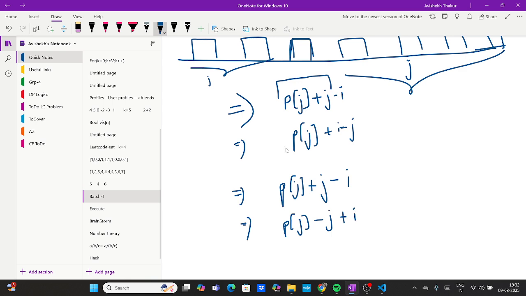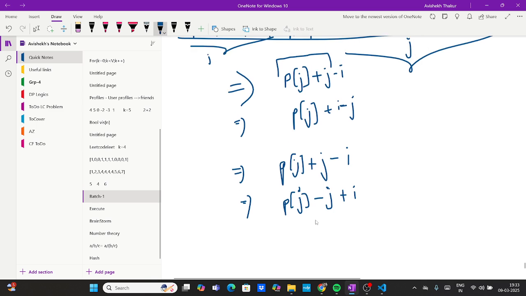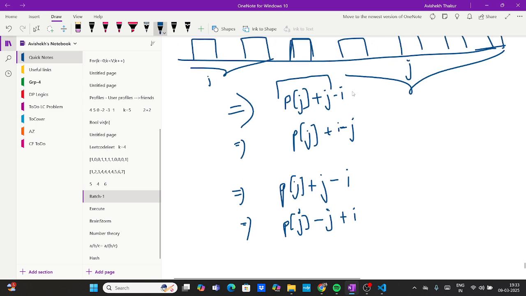So are these the same equations? Are these the same equations, guys? This and this. Yes. Okay, so what's the changing part?